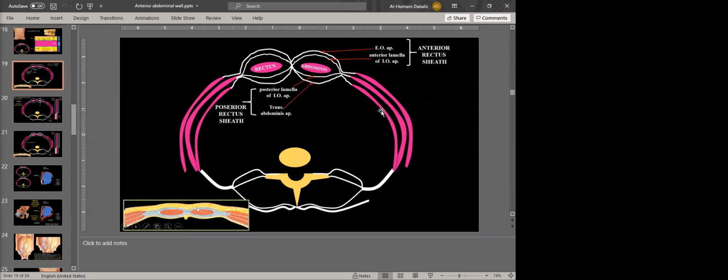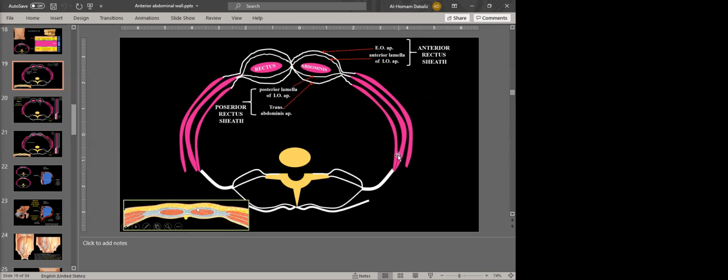So we have over here the transversus abdominis muscle. It gives off an aponeurosis, as you can see here. This is the aponeurosis, and this aponeurosis goes behind the rectus abdominis muscle. Good? That's our first aponeurosis. The transversus abdominis aponeurosis goes behind the rectus abdominis.